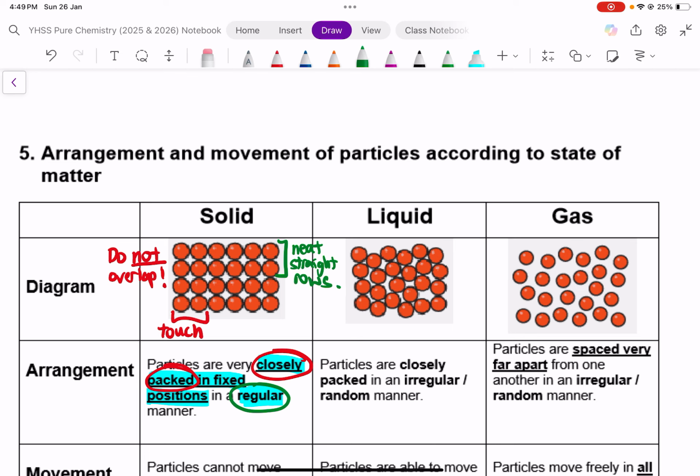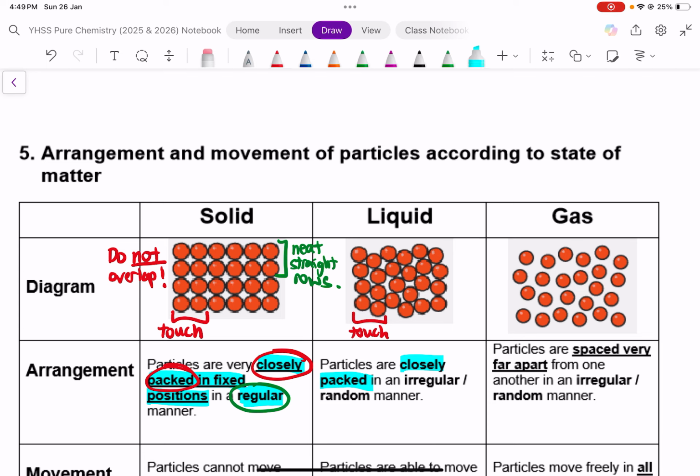So if the arrangement is known to be a regular arrangement, such as particles in a solid, you will need to draw the particles in neat, straight rows. Now, on the other hand, for the arrangement of particles in a liquid, they are closely packed, meaning they should still touch. Remember, they are touching but not overlapping.